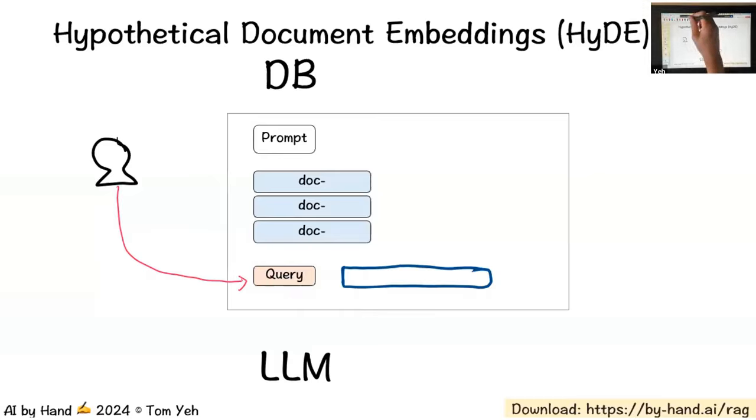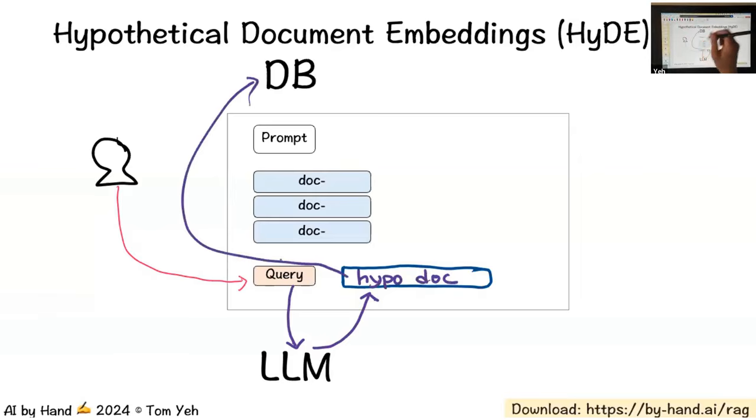The way is we ask the large language model to look at the query and say, how about you just guess what the answer would be? What would the hypothetical answer, the relevant document, look like? We ask the large language model to guess. We call this thing a hypothetical document. Then we use this hypothetical document to query our database instead of the original query, and we get the relevant documents.